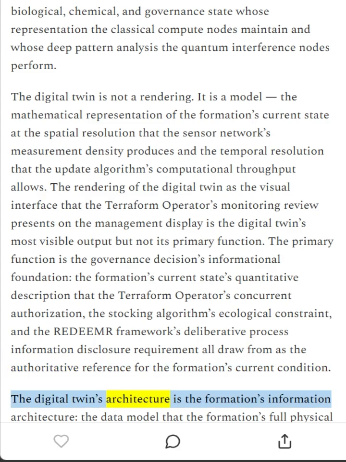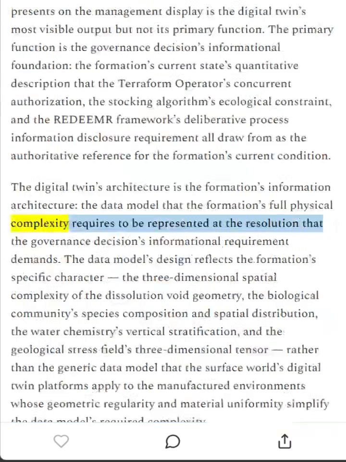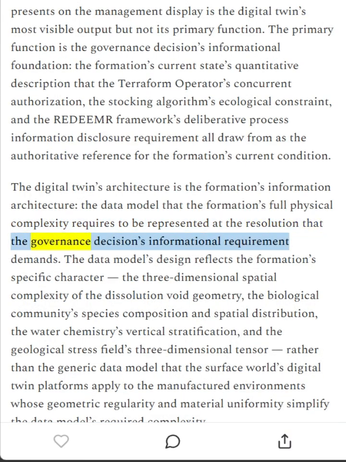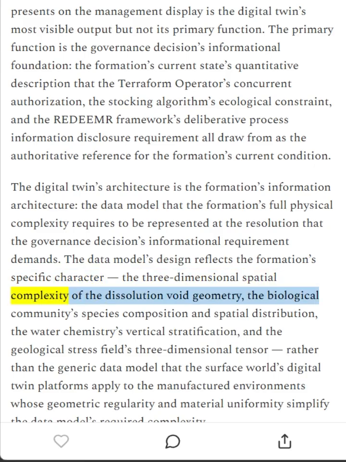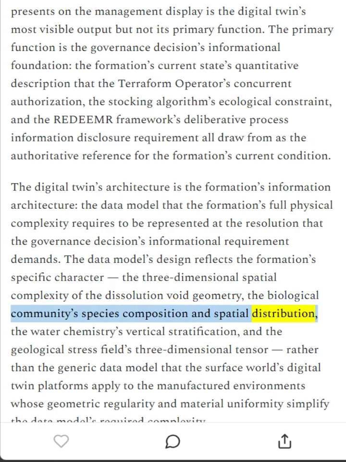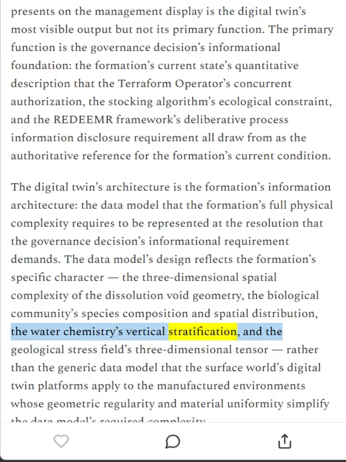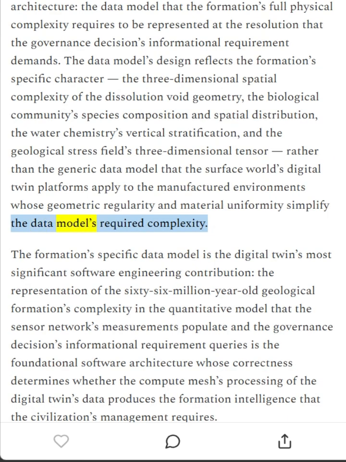The digital twins architecture is the formation's information architecture, the data model that the formation's full physical complexity requires to be represented at the resolution that the governance decision's informational requirement demands. The data model's design reflects the formation's specific character, the three-dimensional spatial complexity of the dissolution void geometry, the biological community's species composition and spatial distribution, the water chemistry's vertical stratification, and the geological stress field's three-dimensional tensor, rather than the generic data model that the surface world's digital twin platforms apply to the manufactured environments whose geometric regularity and material uniformity simplify the data model's required complexity.